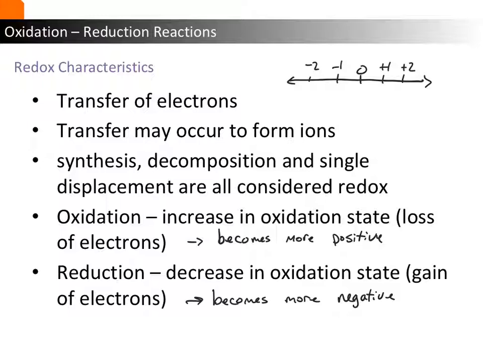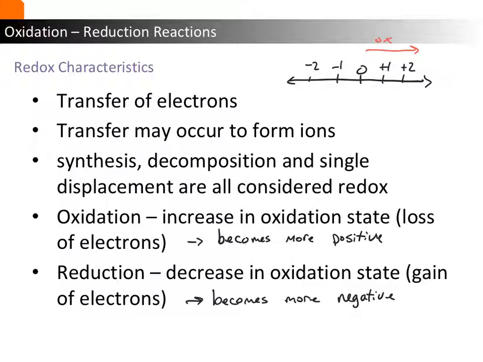I drew a number line up in the upper right-hand corner to try and illustrate this point. Oxidation becomes more positive because the element loses its electrons, and you subtract a negative charge, you become more positive. So oxidation is a situation where the element or ion becomes more positive. Now, you could start out as positive and become more positive, and that's still oxidation.